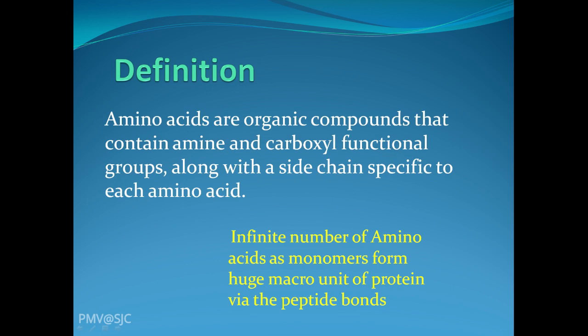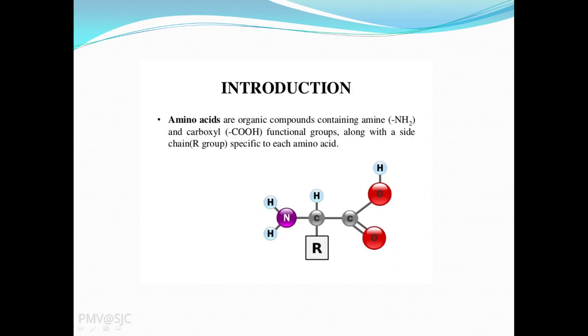They are present in all protein matter. Every living organism's protein is made up of amino acids only. Protein is present in all living organisms, either in the form of muscle, tissues, hair, horn, etc. Right? So, protein is a macromolecule and amino acid is a monomer. Proteins are huge macro units made up of n number of amino acids. These amino acids are joined to each other via peptide bonds.